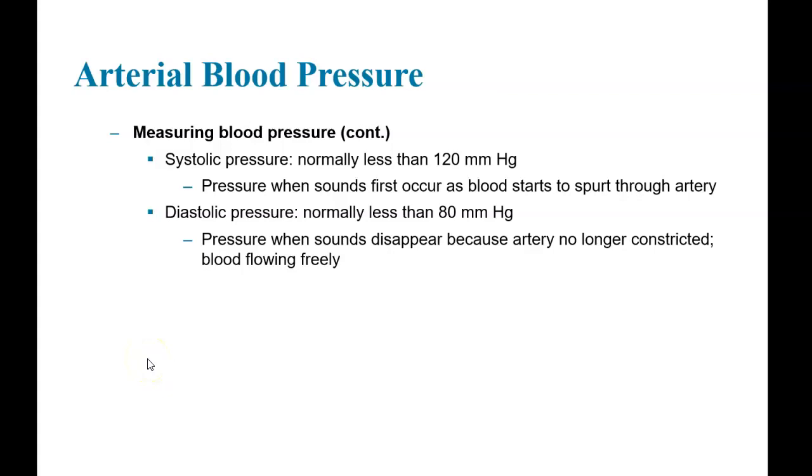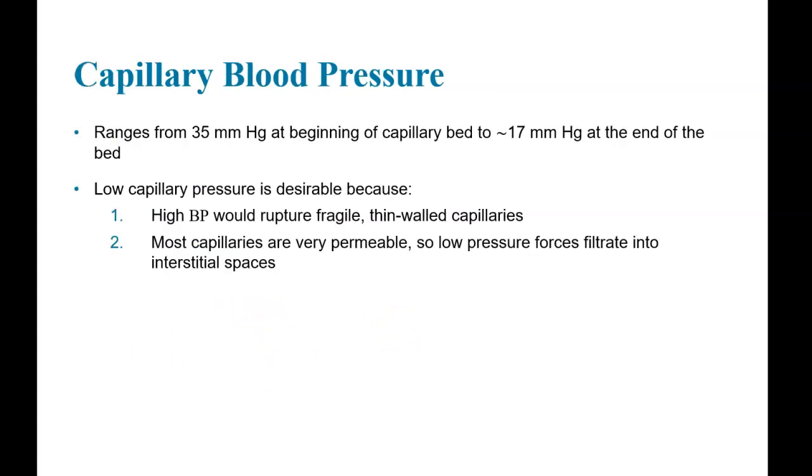Diastolic pressure is normally less than 80 millimeters of mercury. This is going to be the last sound before it disappears, because the artery is no longer going to be constricted by the sleeve. So capillary blood pressure ranges from 35 millimeters of mercury at the beginning of the capillary bed to about 17 millimeters of mercury at the end of the bed.